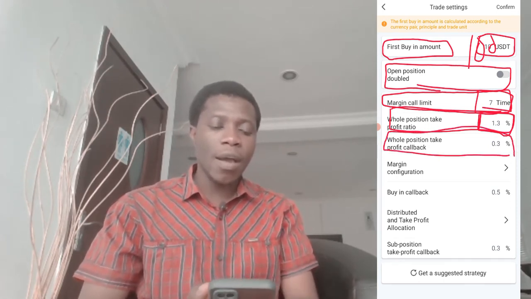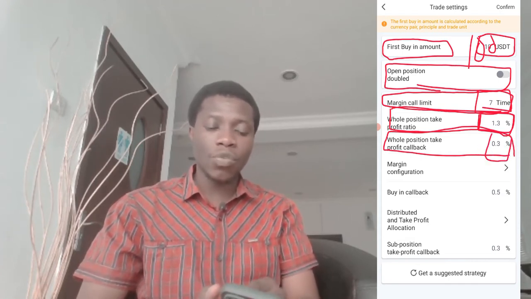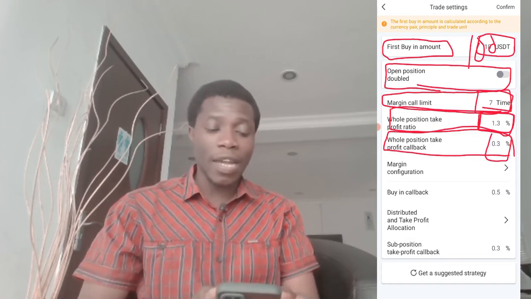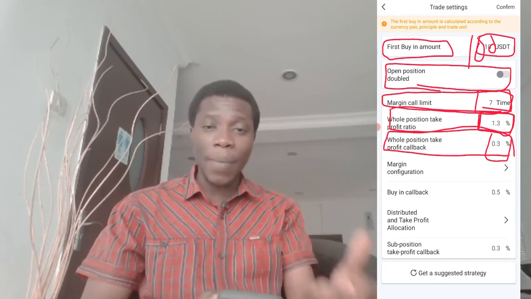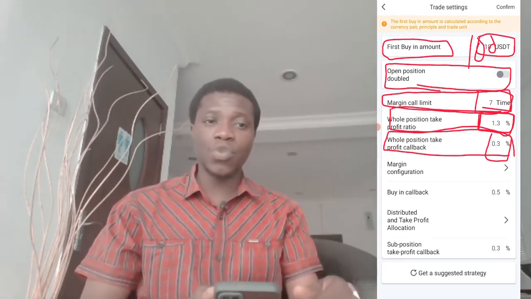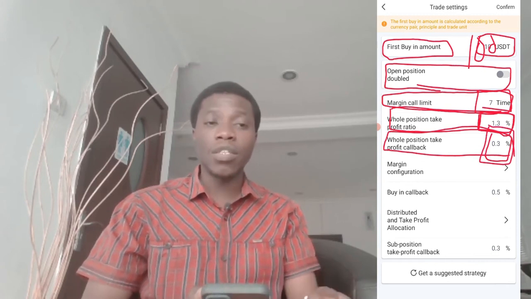All right. So the next thing is all position take profit callback. That means this one I usually put to 0.1 so that it can quickly take position, call back, take position and position itself to trade again. You understand? So that it won't take too long. So I make it 0.1.